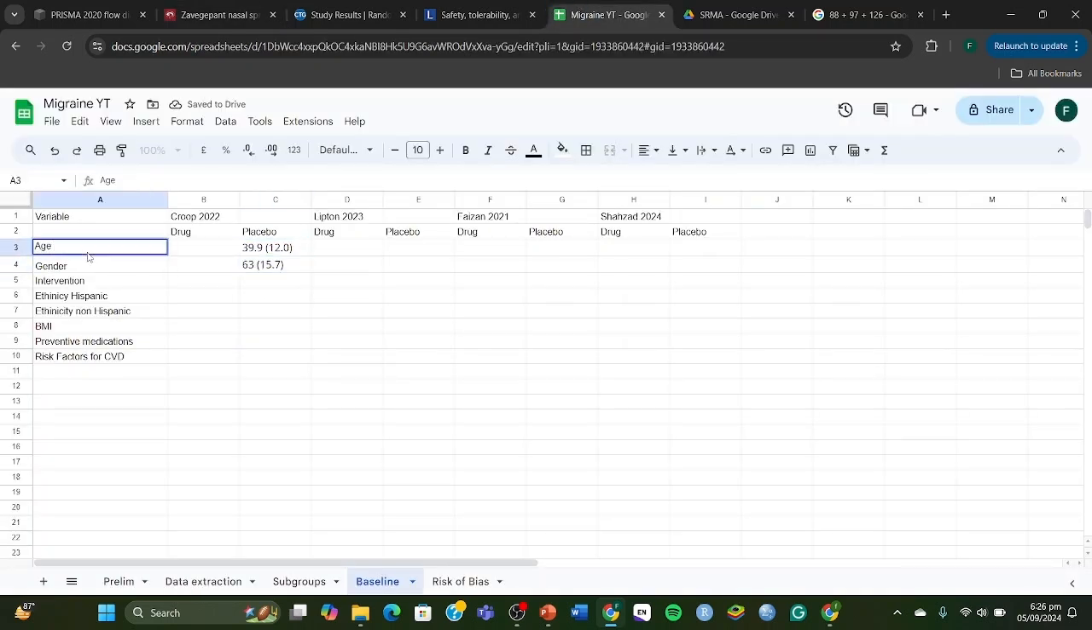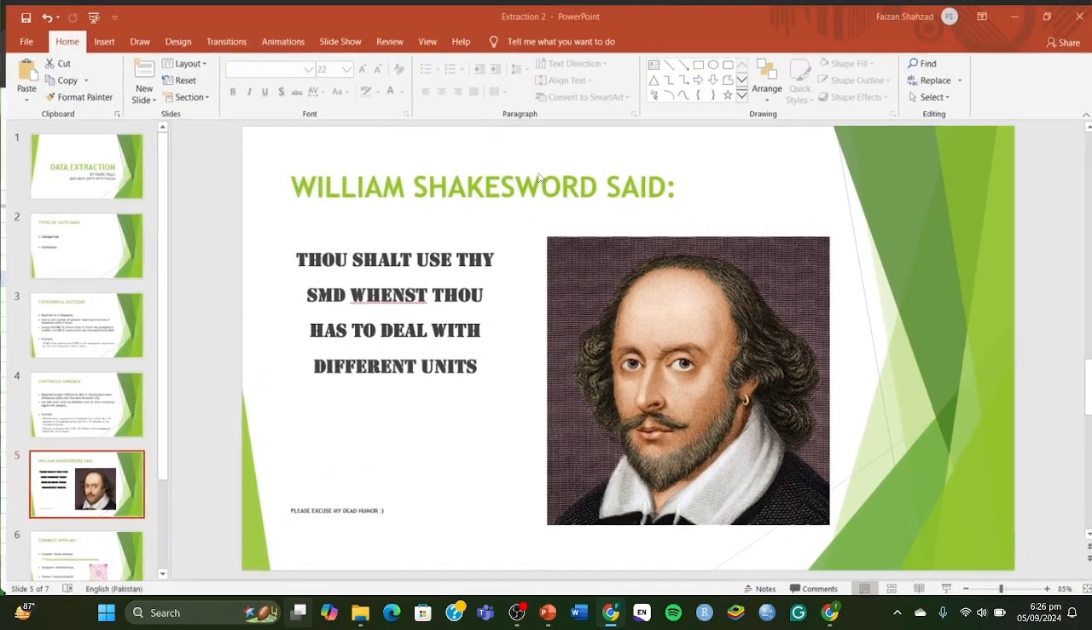And also with age, you're gonna mention that it's mean, comma, standard deviation. And in gender, you are showing the number of males, comma, percentage, because obviously otherwise they're not gonna know what does 63 mean or what does 15.7 mean. So that's how you fill the baseline characteristics, and that brings us to the end of our data extraction video.